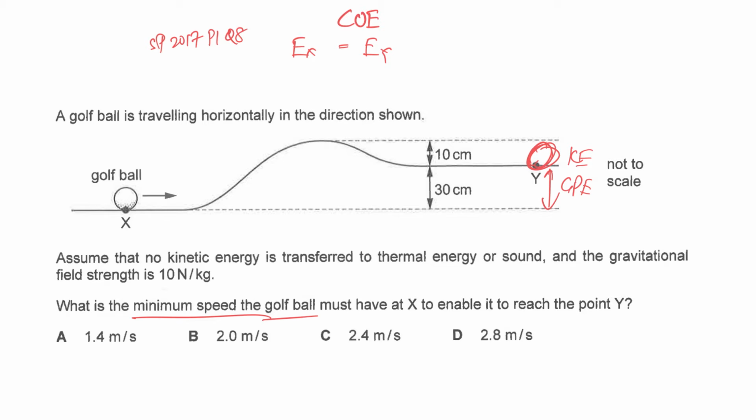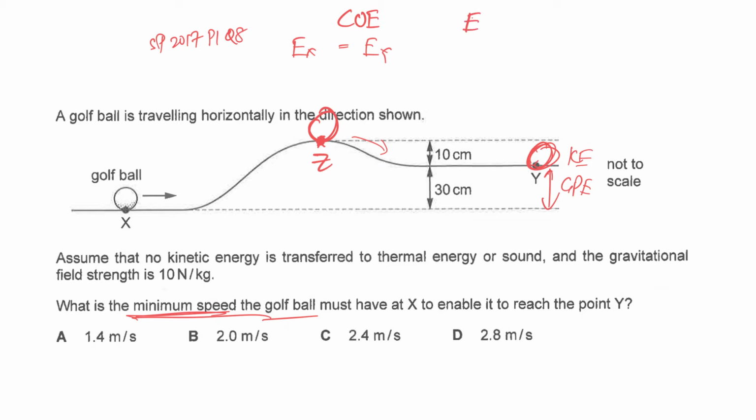So the point that you should focus on is actually this point over here. Let's call it Z. Instead of taking X and Y, you should be focusing on these two. Why? Because they ask for the minimum speed. That means as long as the ball is just barely able to clear the highest point of the hill, Z, you will be able to go beyond this point, and then you will definitely reach Y. So let's focus on these two.